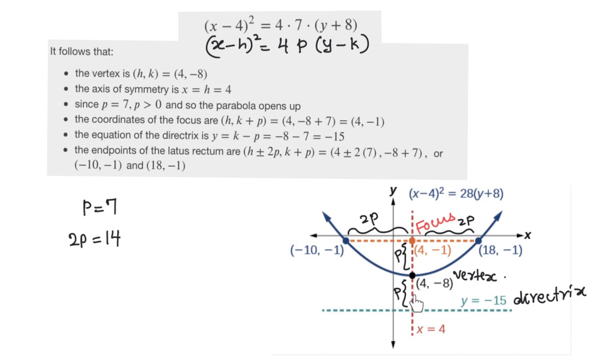And the axis of symmetry is a line through the vertex and focus. So that is the vertical line through the point 4. So the equation of the axis of symmetry is x equals 4.